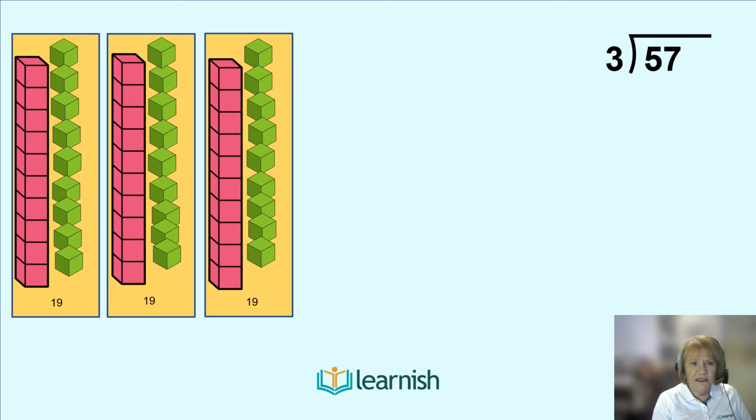I placed each of the unit blocks into the 3 groups evenly, and so for each group, I have 1 ten, and I have 1, 2, 3, 4, 5, 6, 7, 8, 9 ones. And so 57 divided by 3 equals 19. Let's look at another problem.